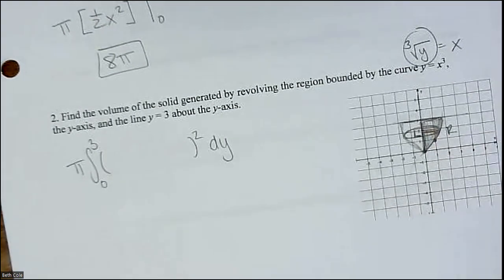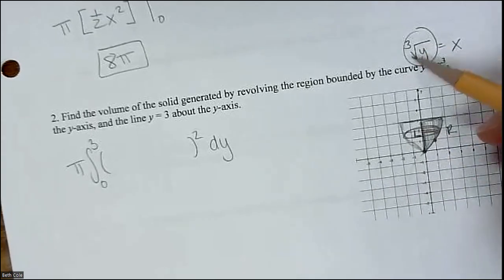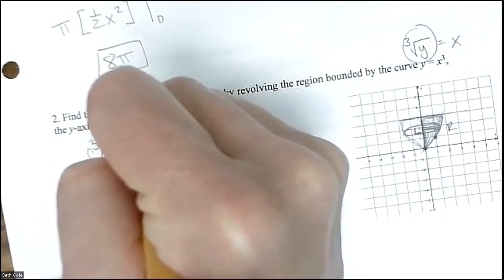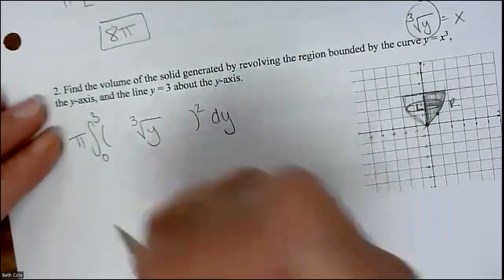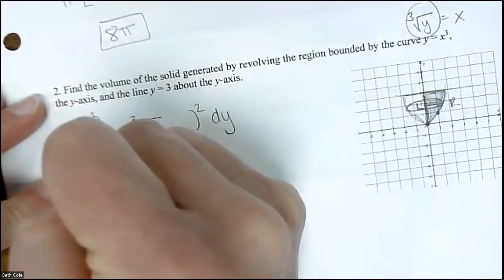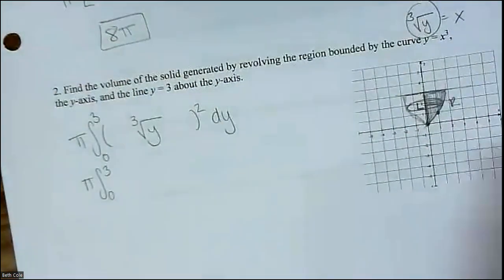Just 0. Whenever it's the axis, it's easy because it's just 0. So right minus left, it'll just be cube root of y. We are going to be able to do that one by hand. It's just going to involve fractions, but you guys are pretty good at fractions, so I think we'll be all right. Pi integral 0 to 3.